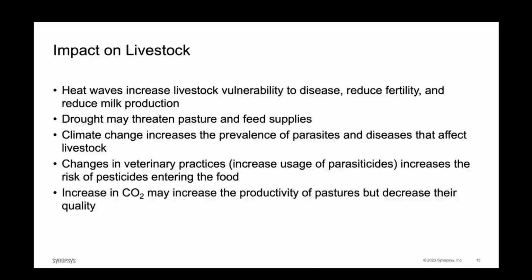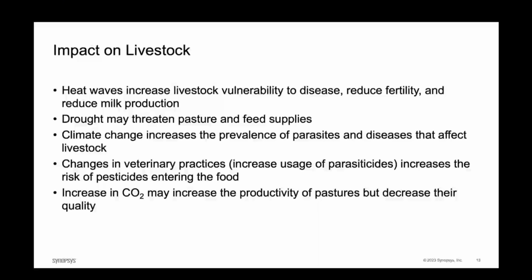So we then have a change in veterinary practices. We are using more and more parasiticides that increase the risk of pesticides entering the food. And we know a lot of examples where what we are eating has a lot of pesticides. And increasing CO2 may also increase the productivity of pasture, but decrease its quality, so we will need more pasture to feed the animals.